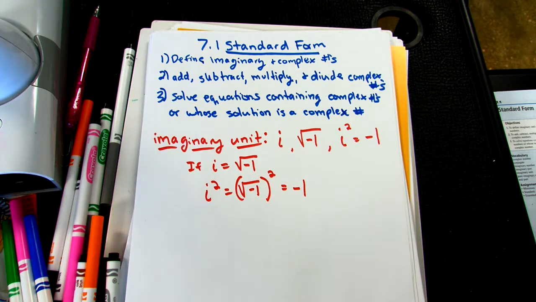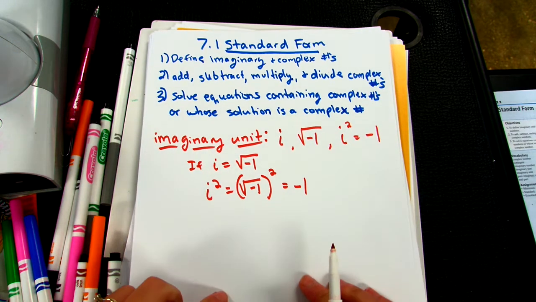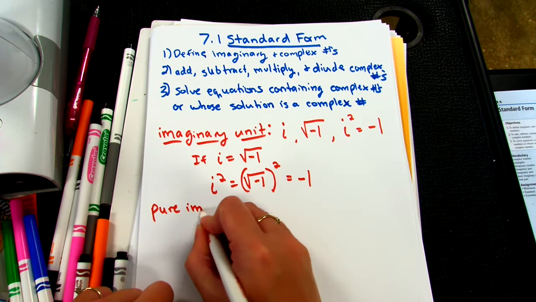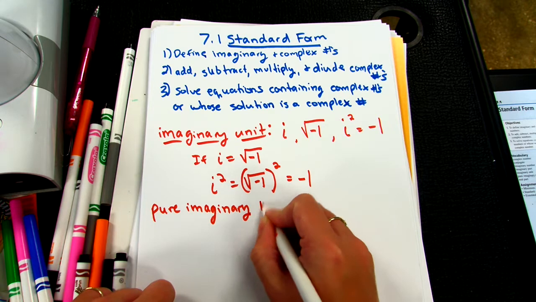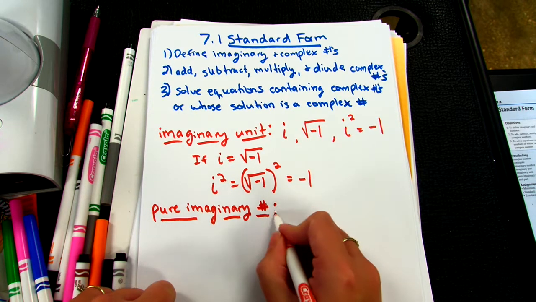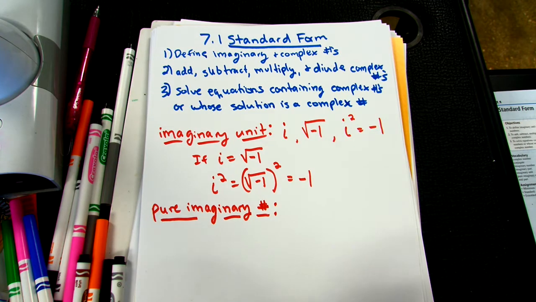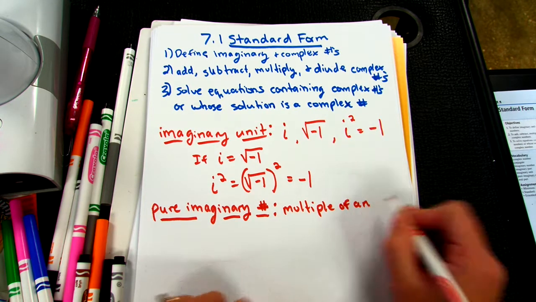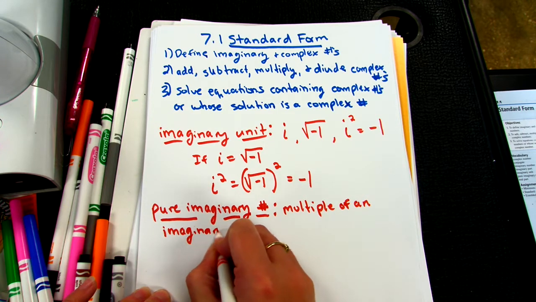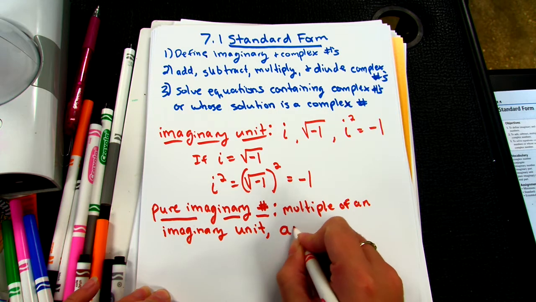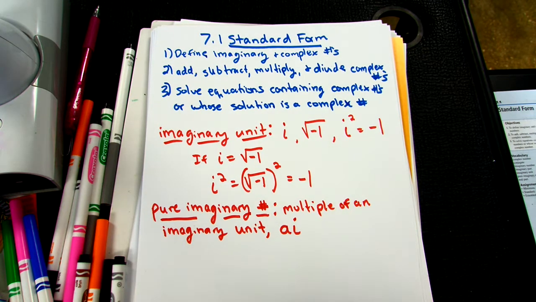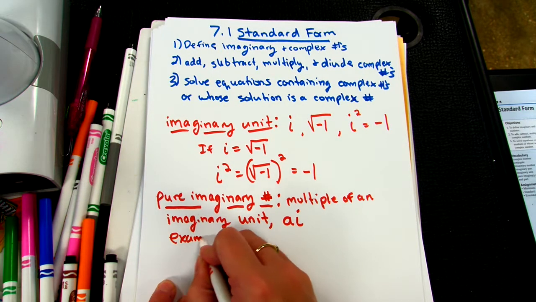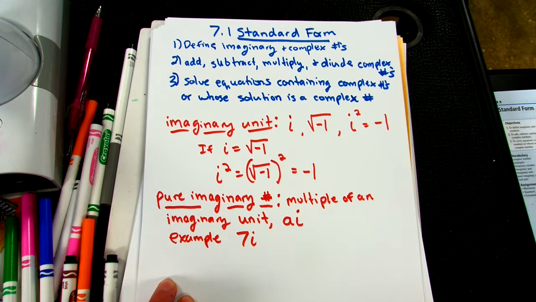All right, so now that we've reviewed what an imaginary unit is, I'm going to explain to you what a pure imaginary number is. That's going to be a multiple of an imaginary unit. So it's going to be in the form of ai, where a can be any number that's not 0, obviously, because if it was 0, it wouldn't exist, right? So for an example, you could say 7i. That's a pure imaginary number.